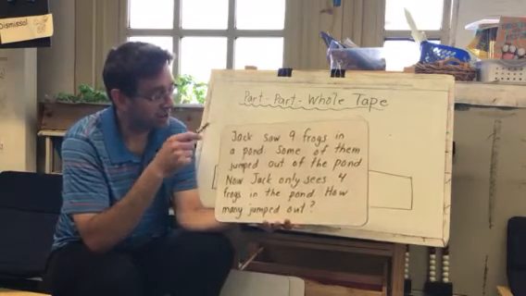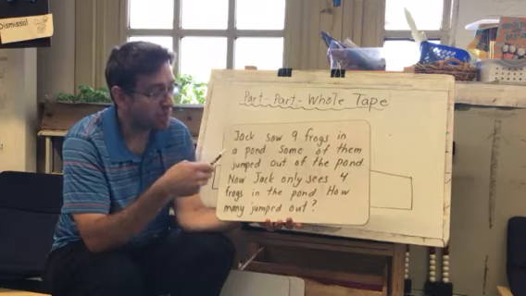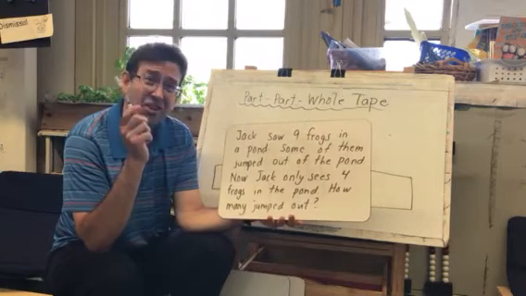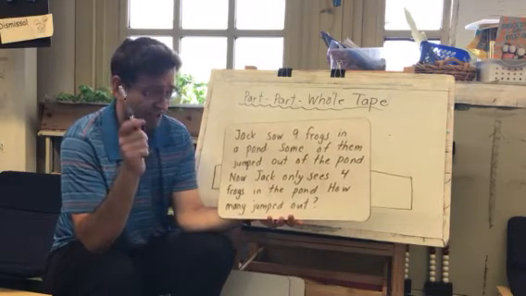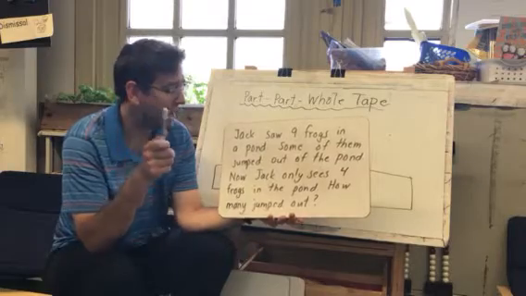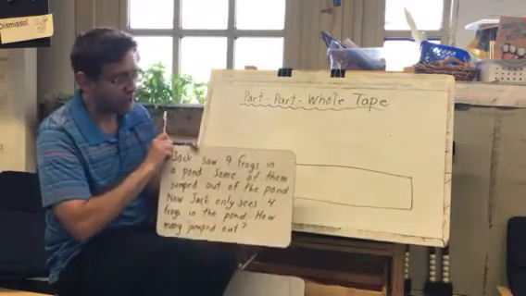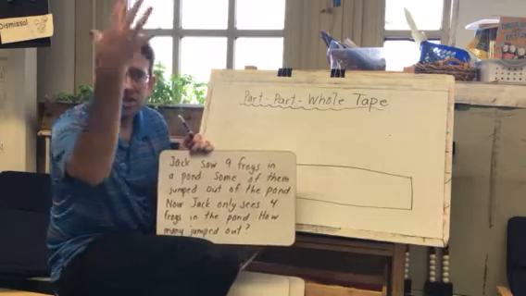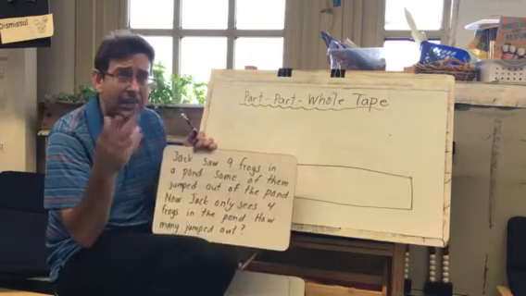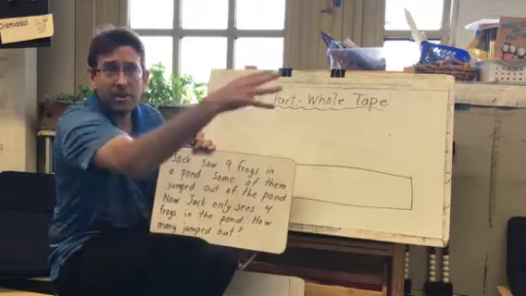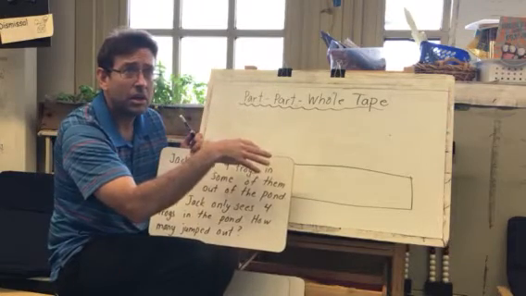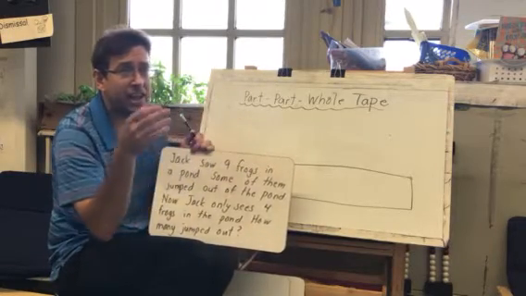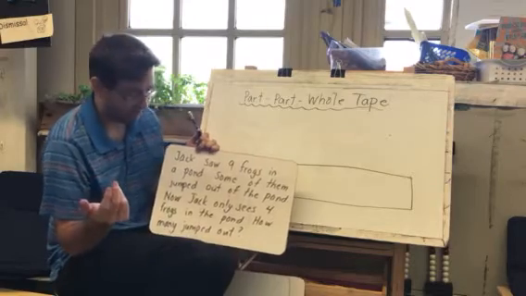Jack saw 9 frogs in a pond. Some of them jumped out of the pond. Now Jack only sees 4 frogs in the pond. How many jumped out? All right, let's figure this out. Okay, so first, let me think about it. Jack saw 9 frogs in the pond, and then some of them jumped out, and now at the end, there's only 4 left in the pond.